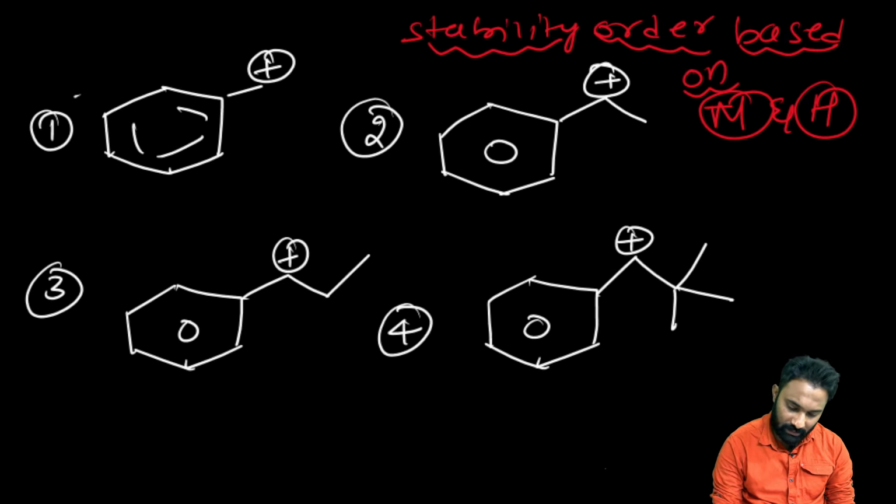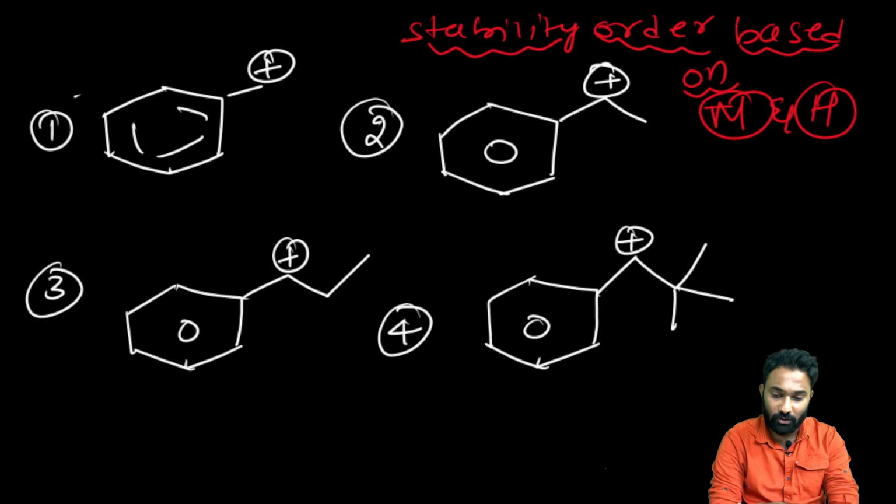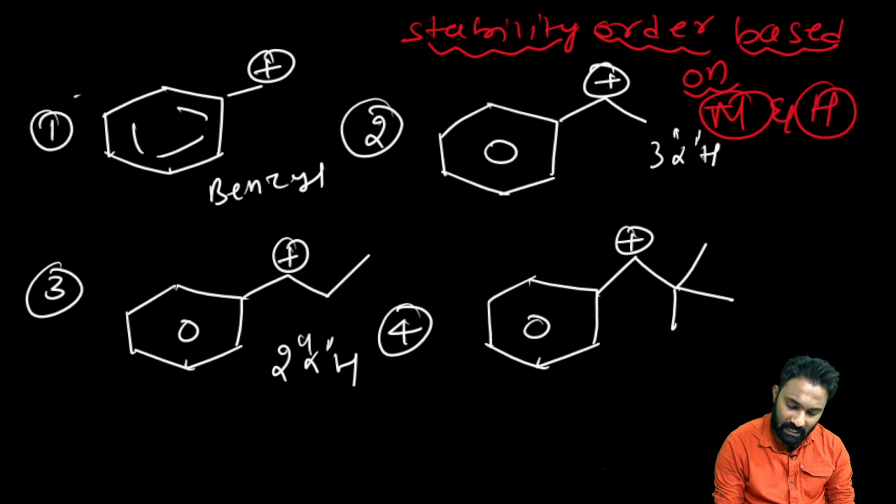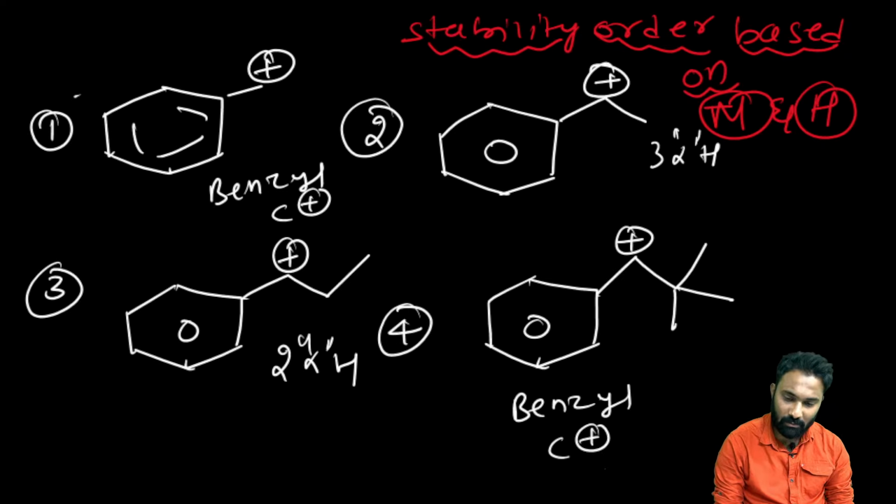Good, Nana. Here it is the benzyl carbocation in all 4 cases. Rishika, 2, 3, 4, 1 is correct. Benzyl carbocation with 3 alpha hydrogens. Benzyl carbocation with 2 alpha hydrogens. Here the benzyl carbocation is common. Both cases, benzyl carbocation is common.